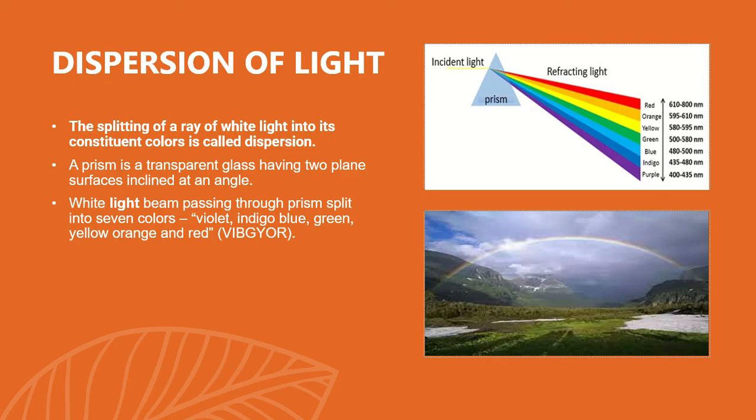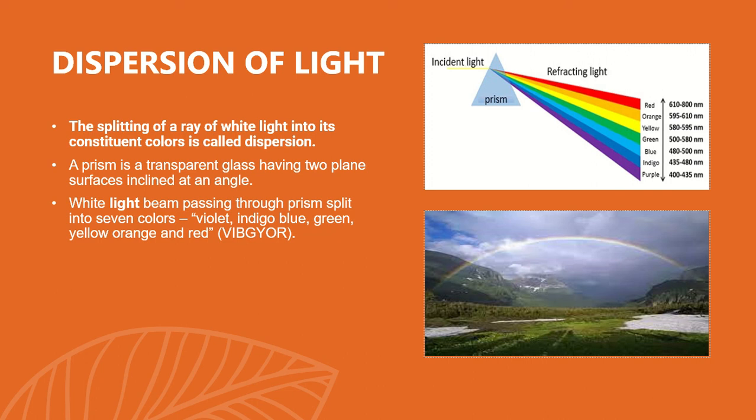The third property of light is dispersion of light. The dispersion of light is the phenomenon of splitting up of white light into its constituent colors. Dispersion means the white light splits up into 7 different colors.